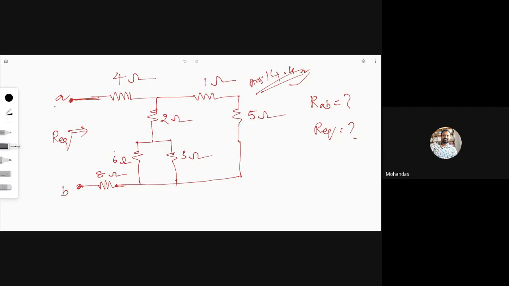Again here, all of you see this problem. What is the equivalent resistance here? R equivalent. What is the RAB here? RAB is the resistance. Listen carefully.